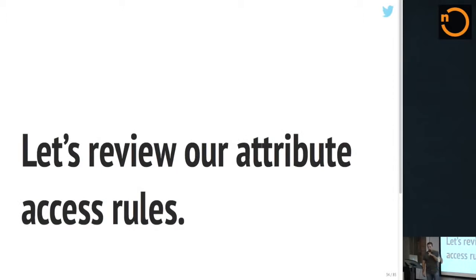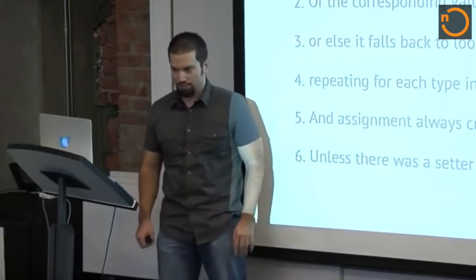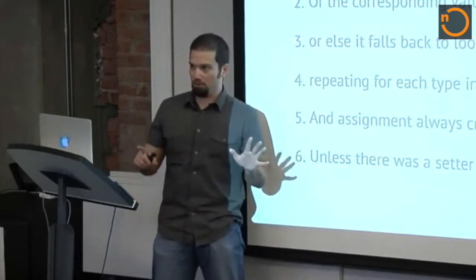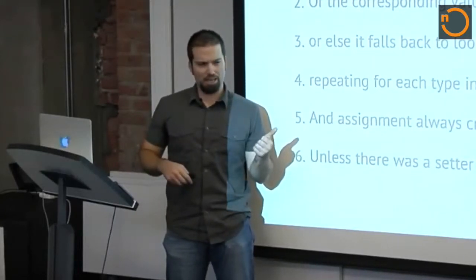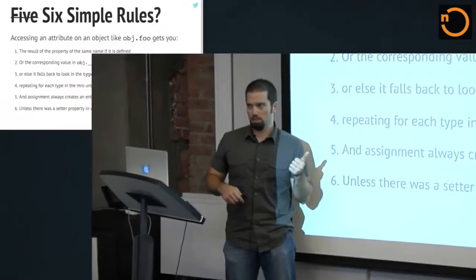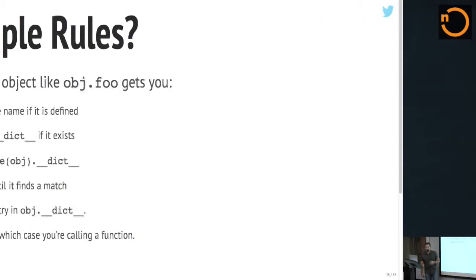So just to review our attribute access rules, which are growing slightly. 6 simple rules. If you say object.foo, you get the result of the property if it's defined, or the value in the object dictionary, or the value in the class, or the value in the inherited classes until you find a match, looking through the MRO, accounting for inheritance there. And assignment always creates a new entry in the dict unless there was a setter property, and we can do both getters and setters with that @property thing. So our rules got slightly more complicated.